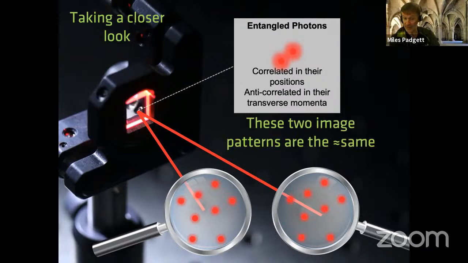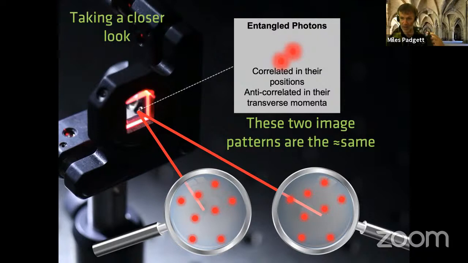It has a blurriness which corresponds to the numerical aperture and wavelength of the down-converted light. So it's likely to be several tens of microns, but other than that, it's the same.